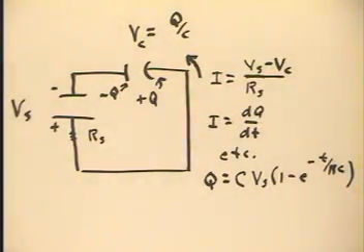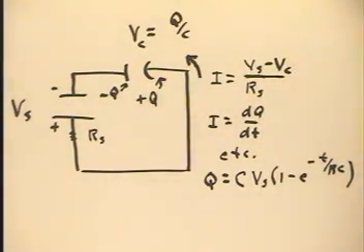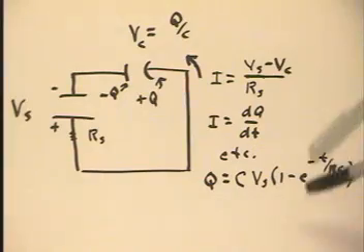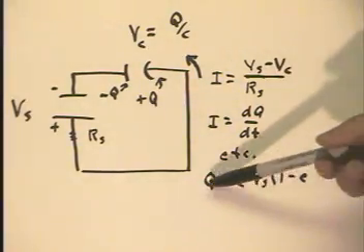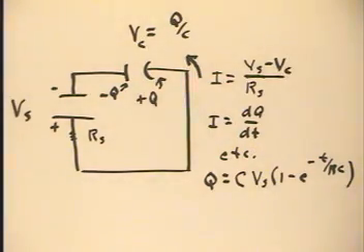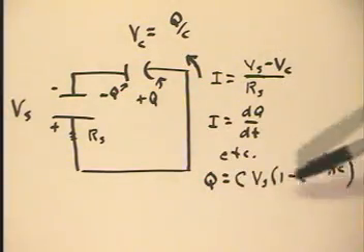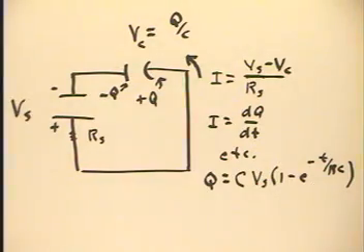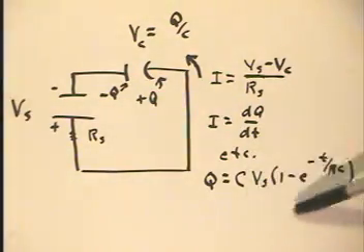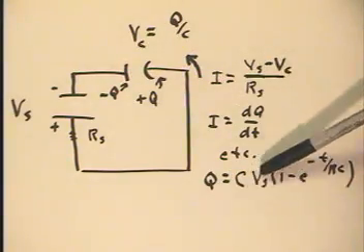Now, for non-university physics students, you don't have to worry about the details of that solution, obviously. University physics students should understand those details. What happens, and university physics students will verify this, is that the charge on the capacitor then has this functional form, C Vs times 1 minus e to the negative t over Rc.